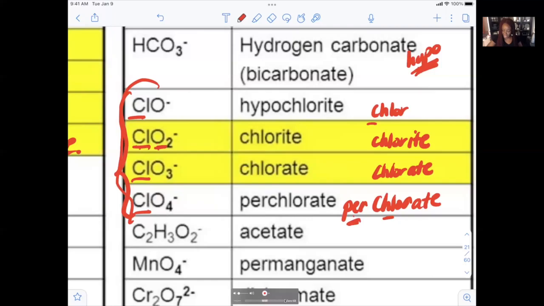But when it comes to the ite, you have hypochlorite, which has 1 less. Remember, hypo signifies less. We're talking about oxygen here. So hypochlorite has 1 less oxygen than chlorite, okay? This is where we are.